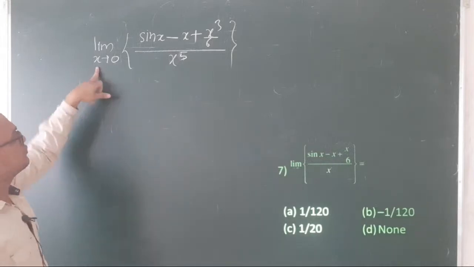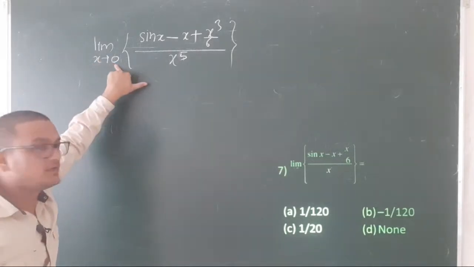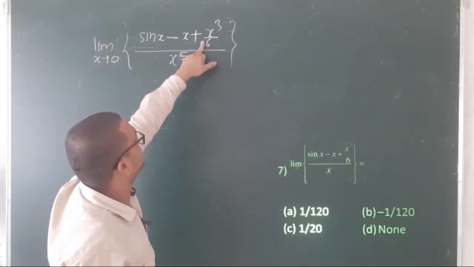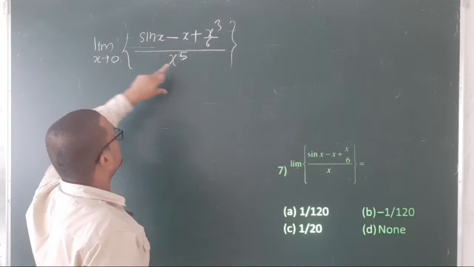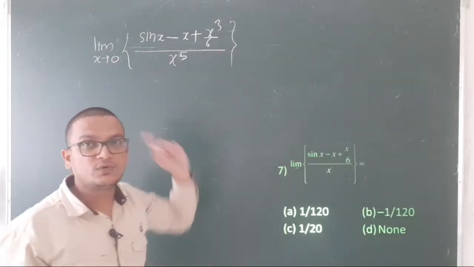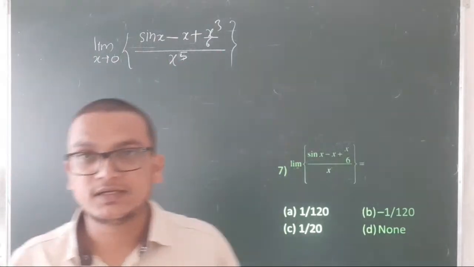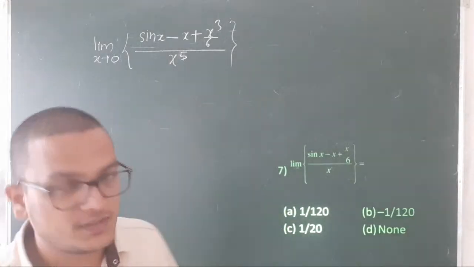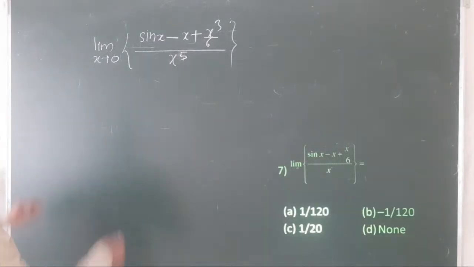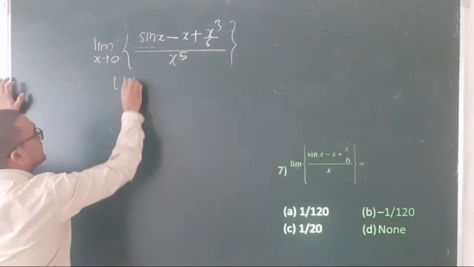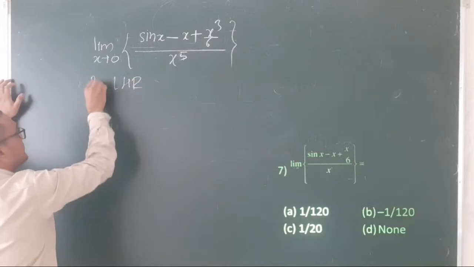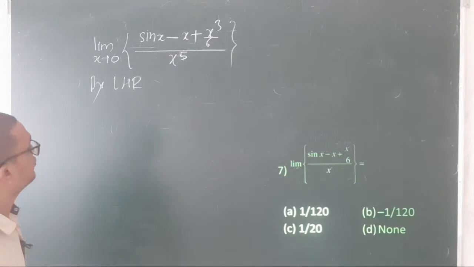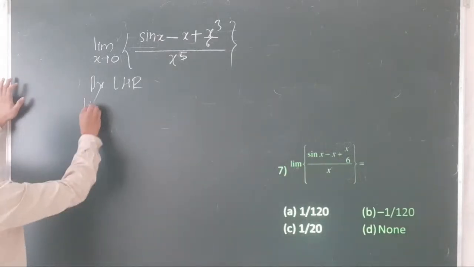Now at present, if I put the limit x tends to 0, what will happen? This is 0, this is 0, this is 0, means 0. And if I put 0 here, it will be 0. So you are getting which form? That is 0 by 0 form, which is again indeterminate. Okay. So most probably whenever you are getting 0 by 0 form, try to apply the L-Hospital rule. What will happen here then?